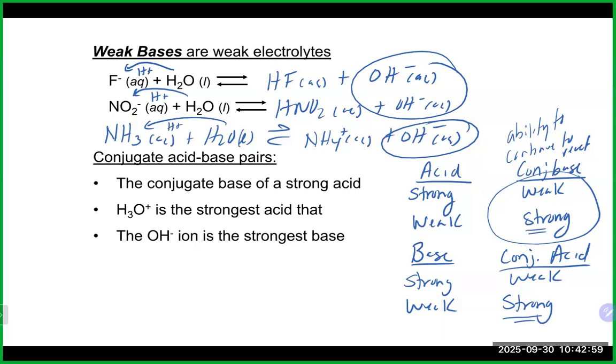H3O plus is the strongest acid that you could have in solution, and OH minus is the strongest base. And again, there's that opposite relationship between your conjugate acid and conjugate base pair. And that's really important when we talk about salts in this chapter and what happens with those type of things and how they react. Any questions on that there?